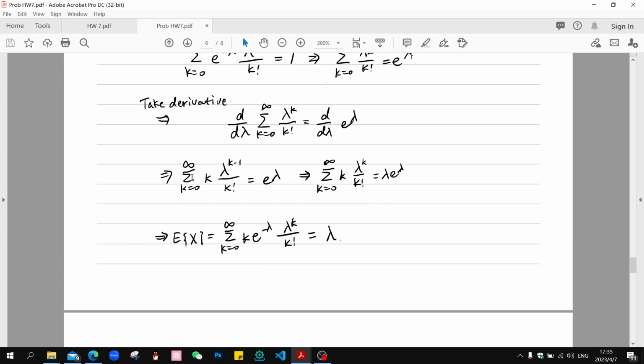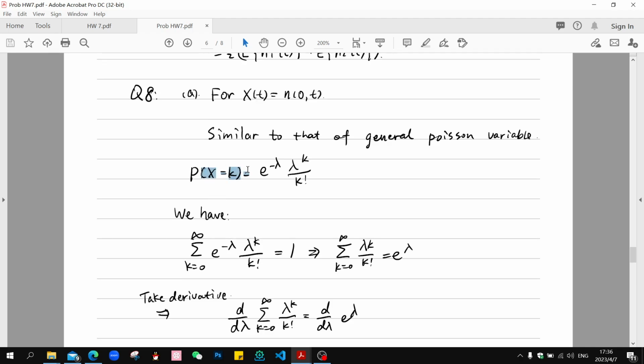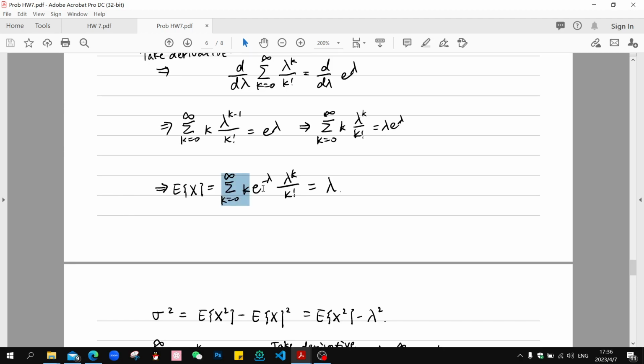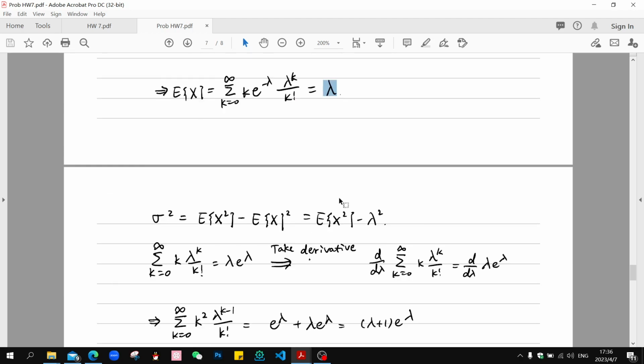and we get that the sum for k from 0 to infinity of k times lambda to the power of k minus 1 over factorial of k equals e to the power of lambda. And in this way, we can find that the expectation of this random variable x is lambda. And then we can find the sigma squared. That is, by definition, the expectation of x squared minus the expectation of x to the power of 2.